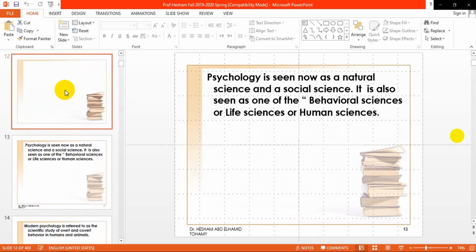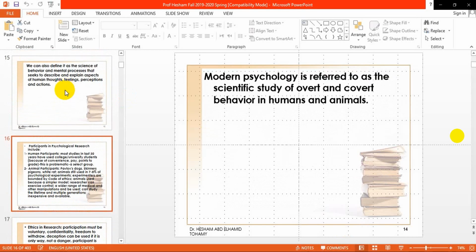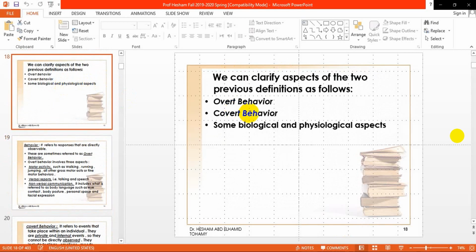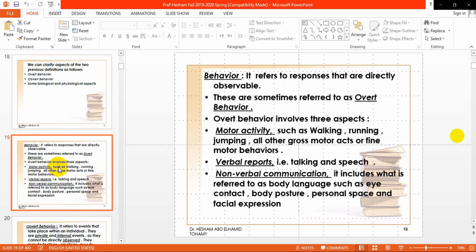We classified the subject matter of psychology into three basic categories. Number one, overt behavior. Number two, covert behavior. Number three, some biological and physiological aspects. In overt behavior, we already defined it as responses that are directly observable, and they can be classified into three subtypes: motor activities, verbal reports, and non-verbal communication.